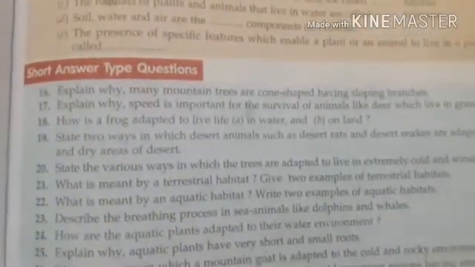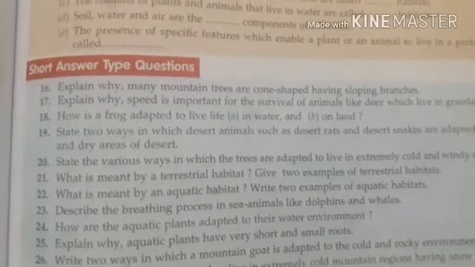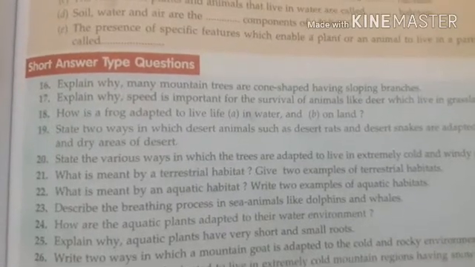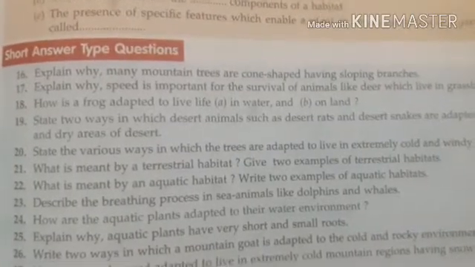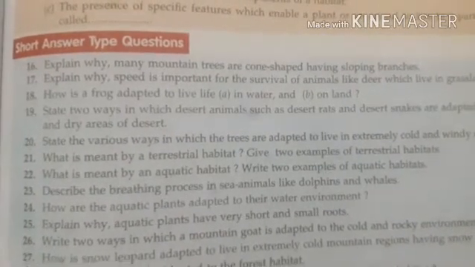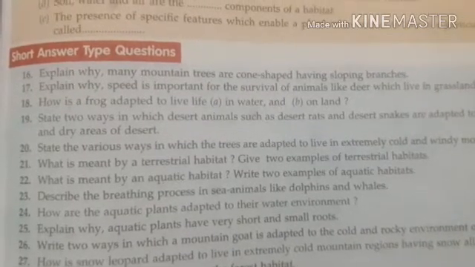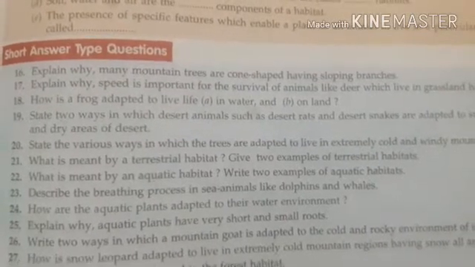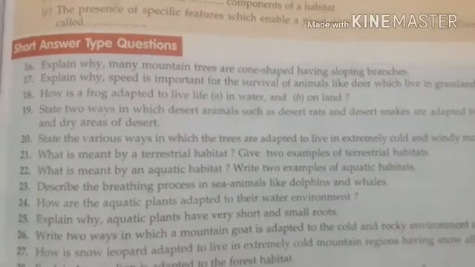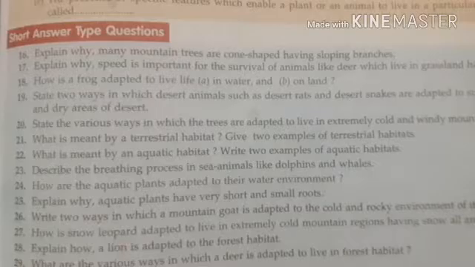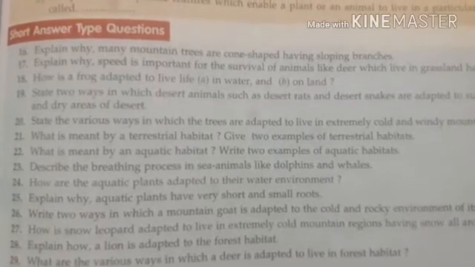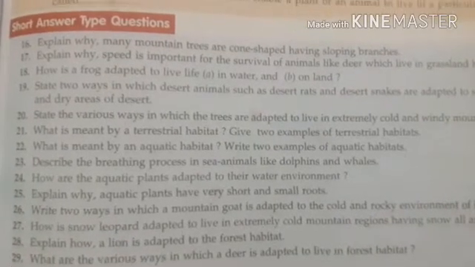And next, let us see the short answers. Explain why many mountain trees have sloped branches. Why do they have sloped branches? To slide off the snow that has fallen on them. Explain why speed is important for the survival of animals like deer, which live in grassland. Because predatory animals like tiger and lion hunt them, they have to escape from the carnivorous animals, so they must run faster.